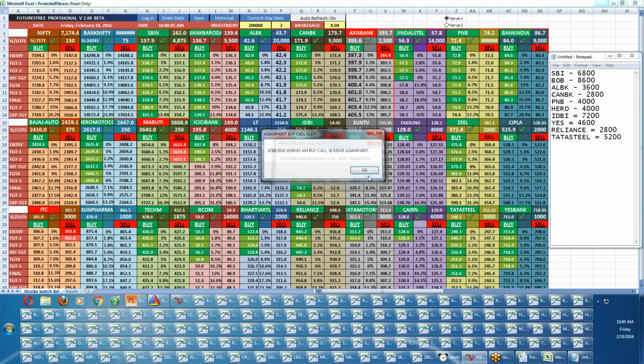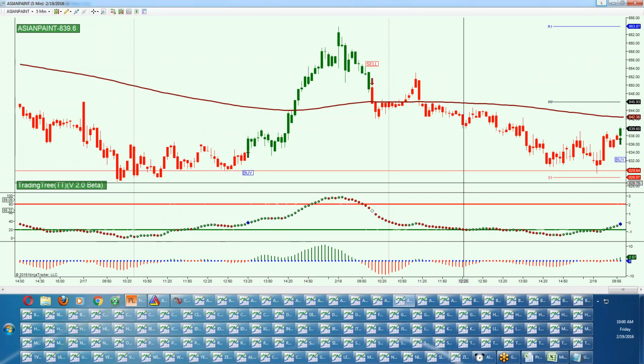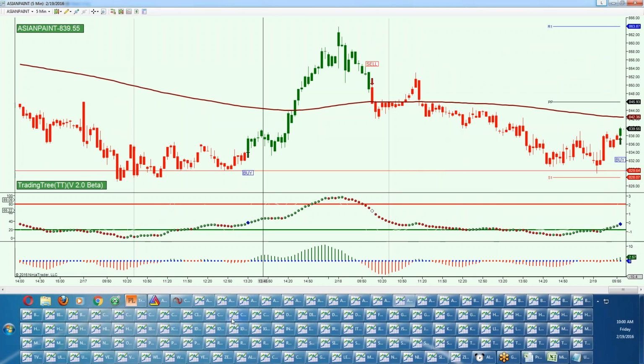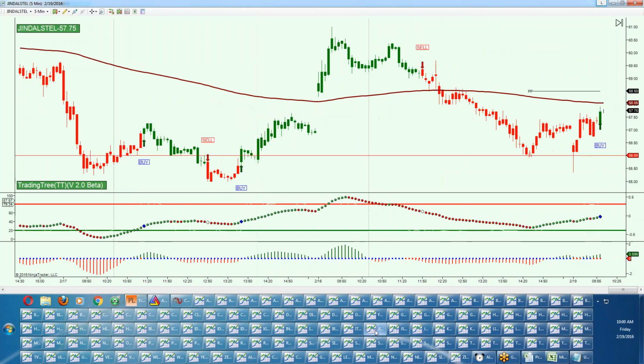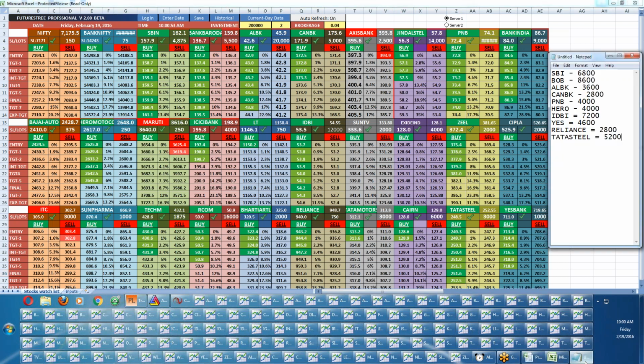So Jindal Steel we have a buy. Asian Paint we have a buy. So this is a tough call because we have two strong resistances here. Same thing with Jindal Steel, but in case we have fundamental news on this, we can buy at this price 58.30. So once it crosses over this brown line. So Hero Moto now is at 2648.